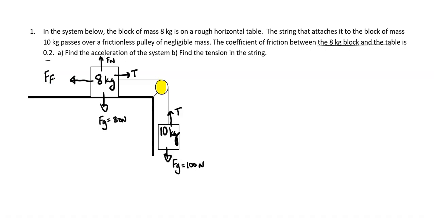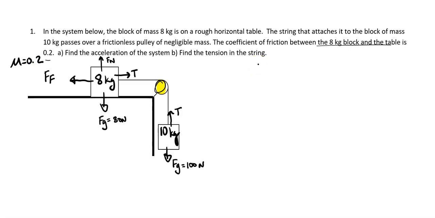So great, now let's go ahead and think about it. I should have just read the problem at the beginning, but we'll read it now. In the system below, the block of mass 8 kilograms is on a rough horizontal table. Cool, so we included friction. The string that attaches it to the block of mass 10 kilograms passes over a frictionless pulley of negligible mass. The coefficient of friction between the 8 kilogram block and the table is 0.2, so I'll put over here mu is 0.2. Find the acceleration of the system and then find the tension in the string.